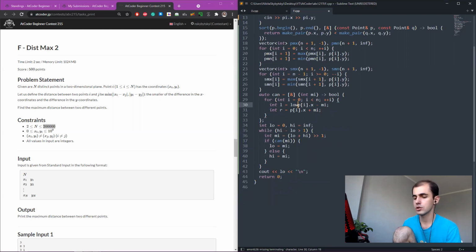However, we should actually call lower bound in the vector of points for this value.